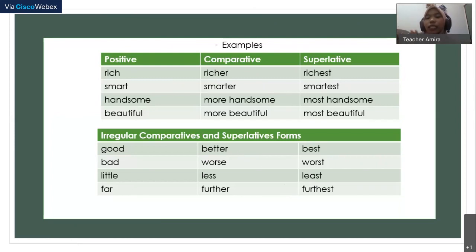So that is the degree of adjectives. So far so good. Thank you. Okay, welcome. You're welcome. Okay, so far so good, I guess.